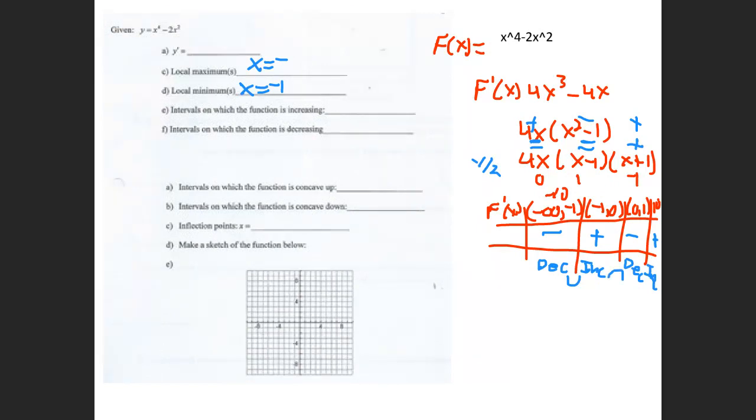Then it increases and decreases, so at x equals 0, we have a max. And then decrease and increase, so at x equals 1, we have a minimum. Intervals in which the function is increasing: negative 1 to 0, and I think it was 1 to infinity. Where is it decreasing? Negative infinity to negative 1, and 0 to 1.